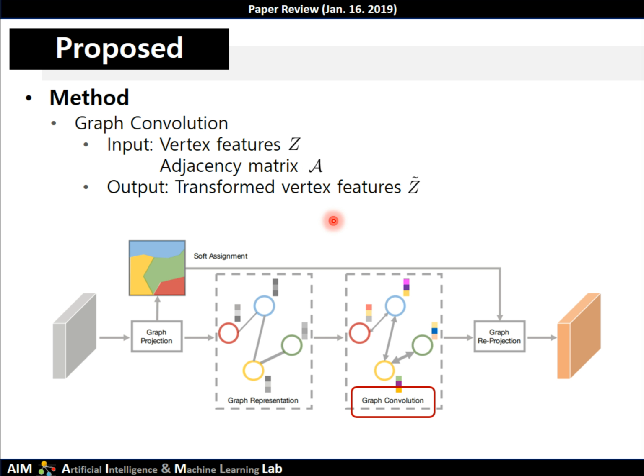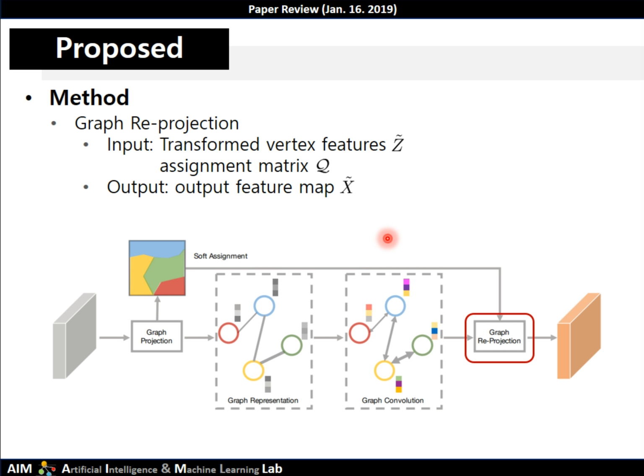Second, graph convolution makes use of convolution on the graph structure and updates vertex features based on the adjacency matrix A. In this paper, they use the graph convolutional network, which was proposed by Kipf et al. in ICLR 2017.